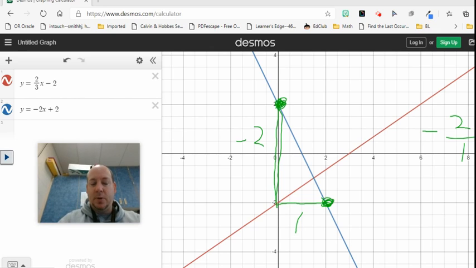So we can see that when the equation's in slope-intercept form like that, it's really easy to identify the y-intercept and the slope, because it's in that format. Again, that last number tells you your y-intercept, and the coefficient of x, the number in front of the x, tells you your slope.